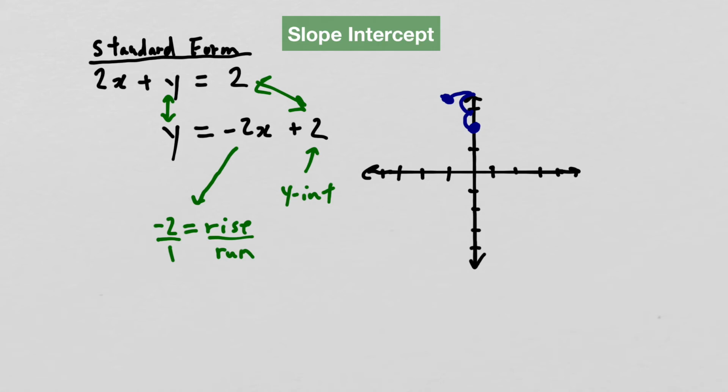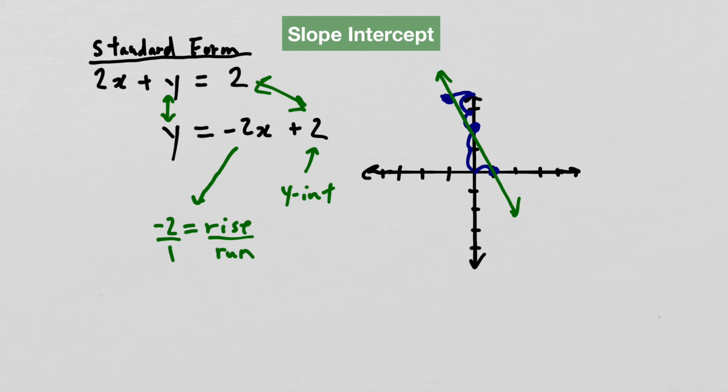Okay, and then the opposite is true. We're going to drop 2 places, 1, 2, and then this time we run to the right one place, puts us right here, and then our graph looks like this.